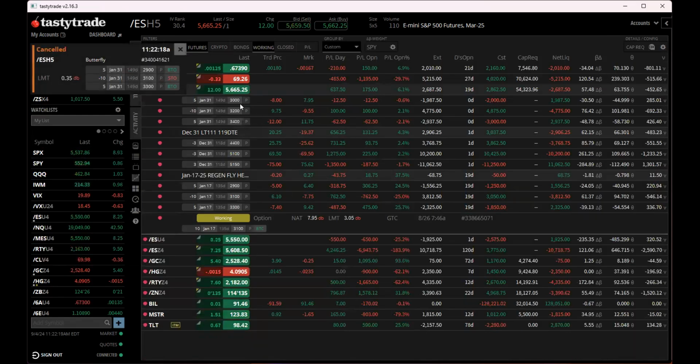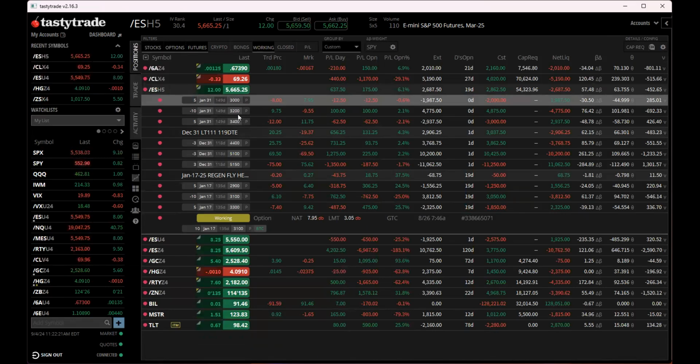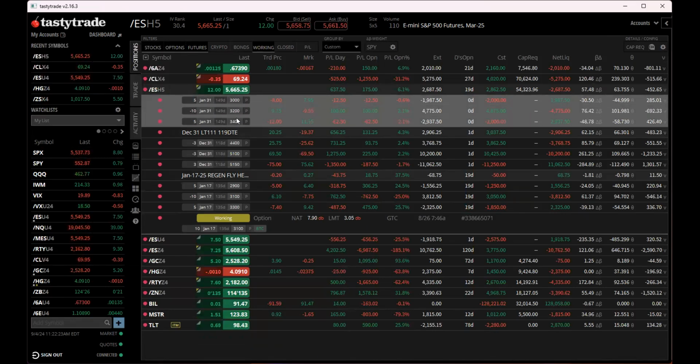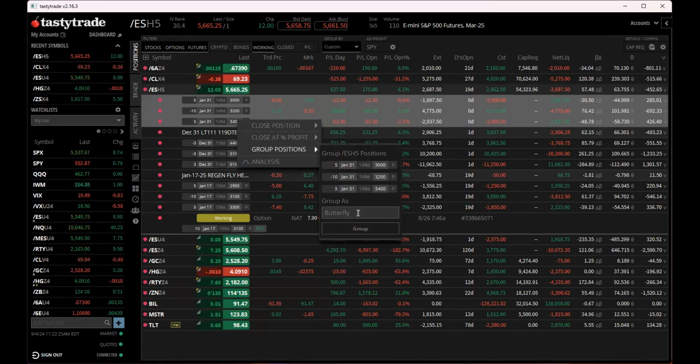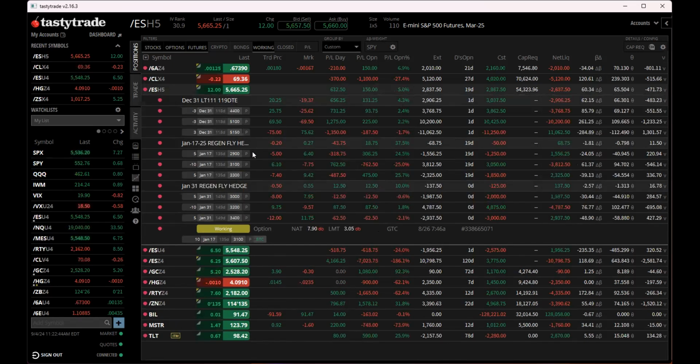All right, so I did get filled on this one. I moved it up a fraction here, and I have a new one of these hedges. Early on here, I'm trying to get a couple of these on. So it's a January 31. It's the regen fly hedge. Bam. So there's a new one.